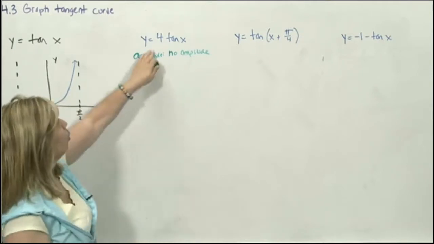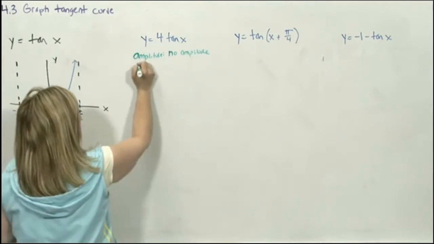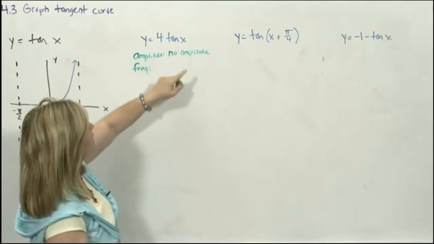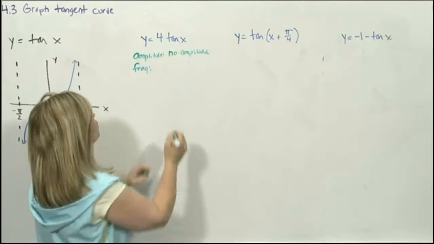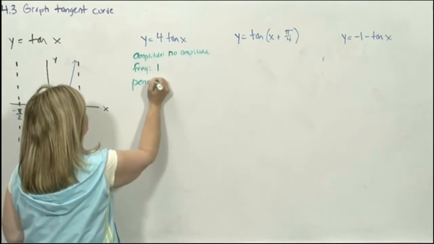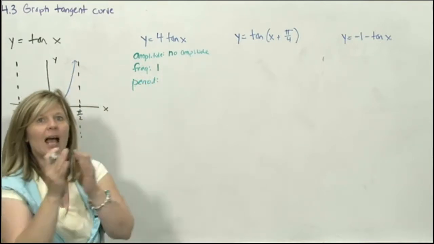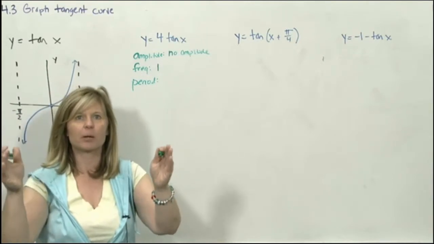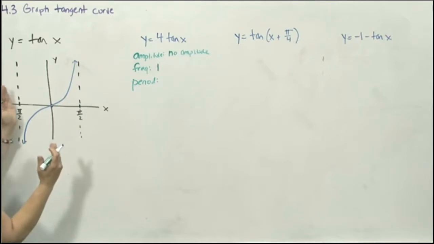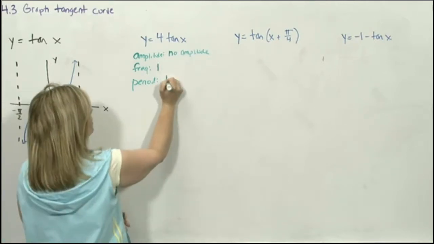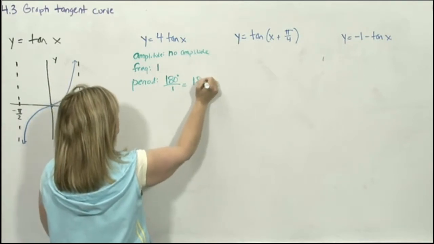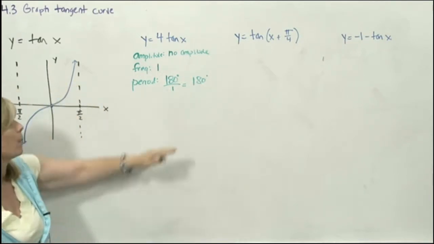Okay? What is the frequency? Well, the frequency is still the b, the number connected to the angle by multiplication. So the frequency is 1. What is the period? For tangent, how many degrees does it take to make a complete tangent curve? If we go back to the parent, from negative 90 to positive 90, the period is 180 degrees. So 180 divided by 1 is 180 degrees. So our period didn't change.